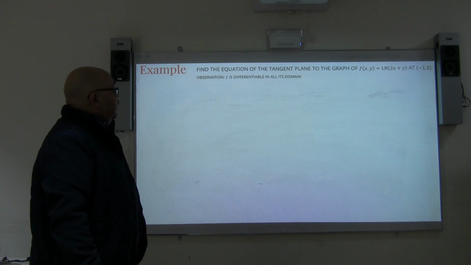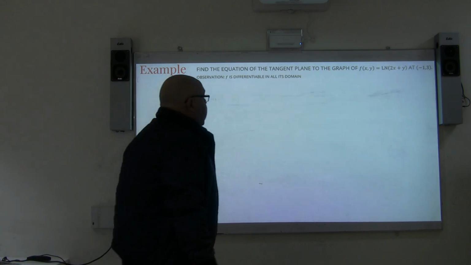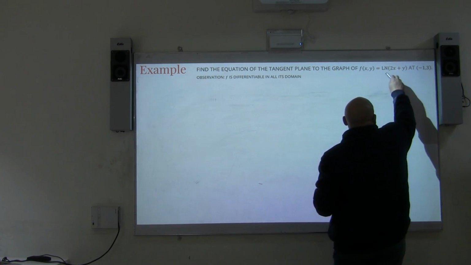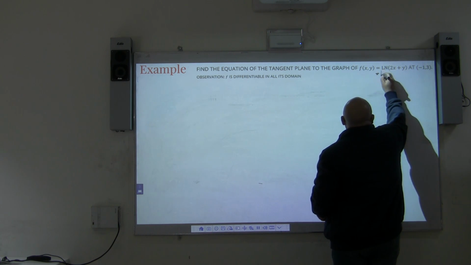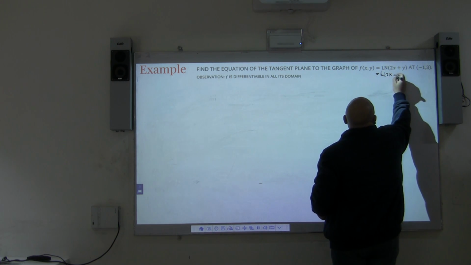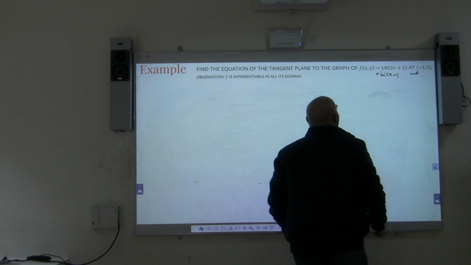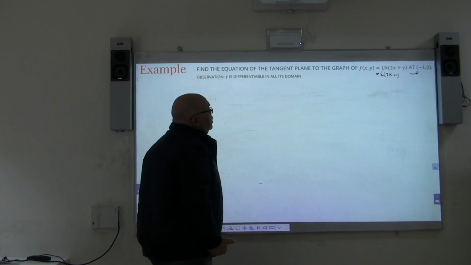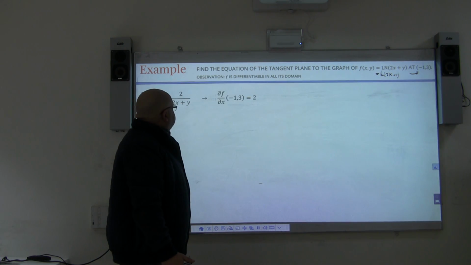Okay? Here also he wants another problem on all of this. He wants you to find the equation of the tangent plane to a graph of f. This time it is ln(2x plus y). So my function is ln(2x plus y), and he wants you to make the approximation of the tangent plane at the point (-1, 3). Exactly like we did previously.